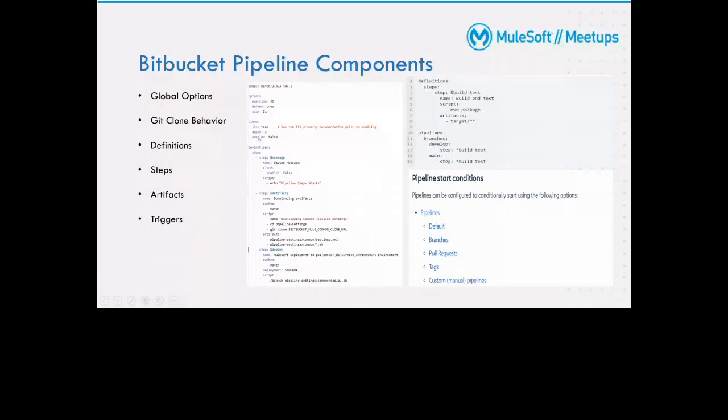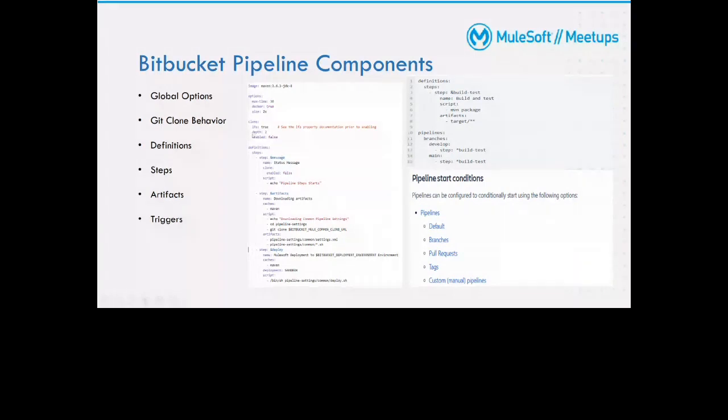When we say depth, depth is generally how much depth you want to clone, how many commits you want to take into one. When Bitbucket is cloning, it will automatically clone the top 50 commits.